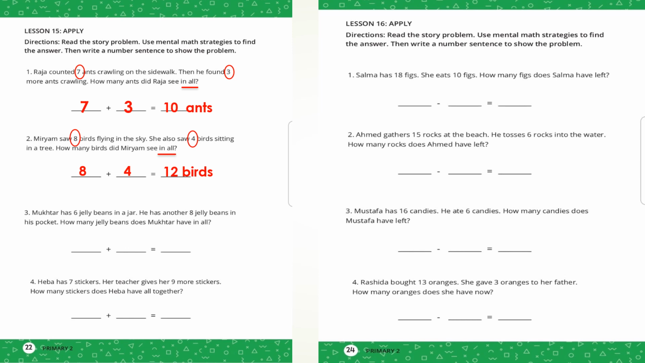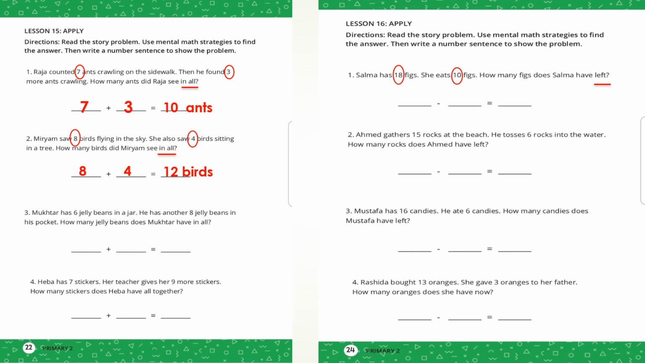The next part, page 24, the first question. Salma has 18 figs. She eats 10 figs. How many figs does Salma have left? Circle the numbers 18 and 10 and underline the keyword left. Here we have left. Left is a keyword for what, addition or subtraction? More than, less than, difference, left are keywords for subtraction.